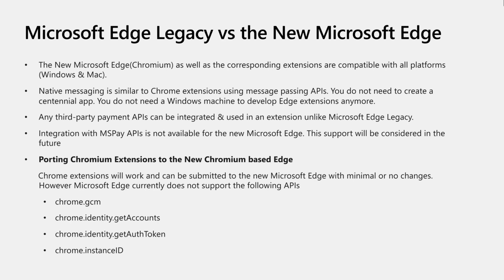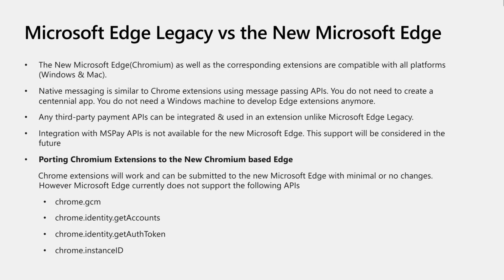Coming to native messaging, which obviously is the most important topic for extension developers, native messaging is very similar to your Chrome or Chromium extensions, and it works by using your message passing APIs. You do not need to create any Sentinel apps for native messaging in the new Microsoft Edge, and hence you do not need any Windows machines to develop Edge extensions anymore.